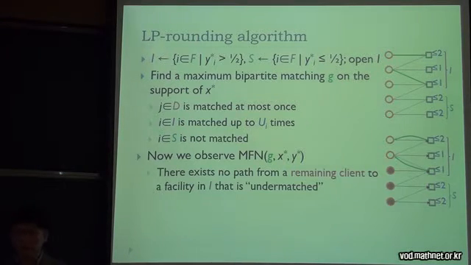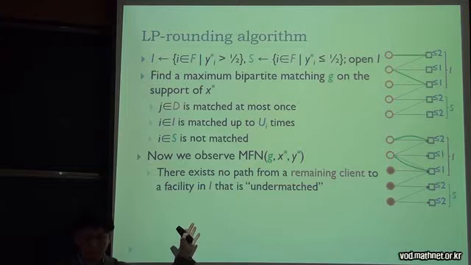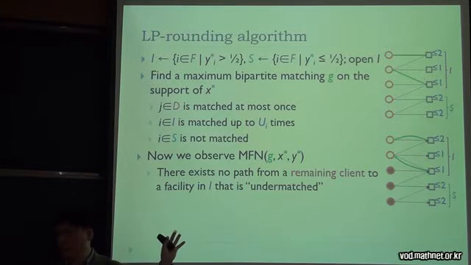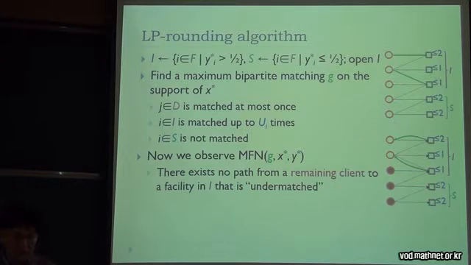And then now we observe the multi-commodity flow network that is defined by the LP solution X, Y, and the partial assignment that we have just chosen, G. And then what I claim is that there cannot be a path from a remaining client, or in other words, a client that does generate a unit flow, to a facility that is not fully matched by the bipartite matching.